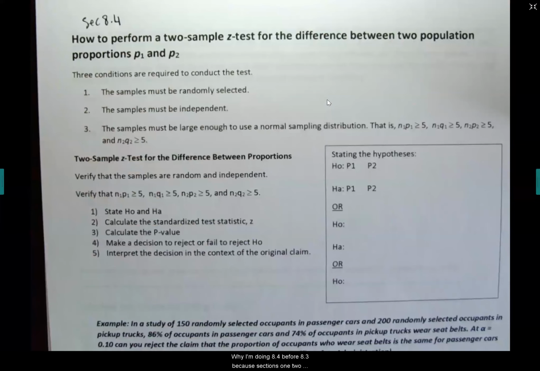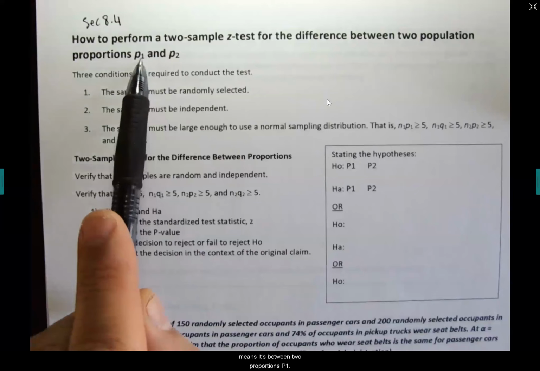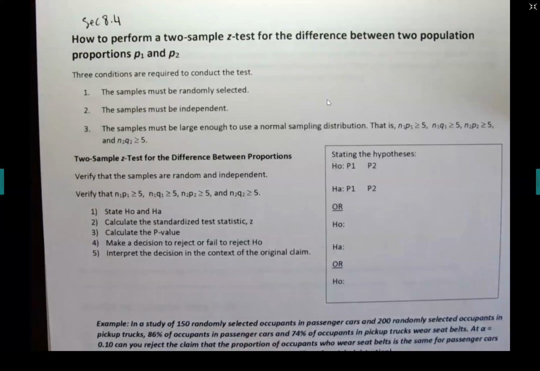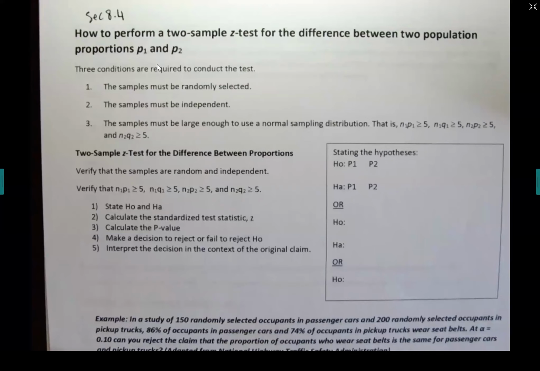Why I'm doing 8.4 before 8.3, because sections 1, 2, and 4 are about independent samples, and this is also independent samples. But here we're testing the difference not between two means, it's between two proportions, P1 and P2. So no more means. We did the means in sections 1 and 2. Now we're going to do the proportions. And you're going to find it very much just the same. You will see when we do a problem.